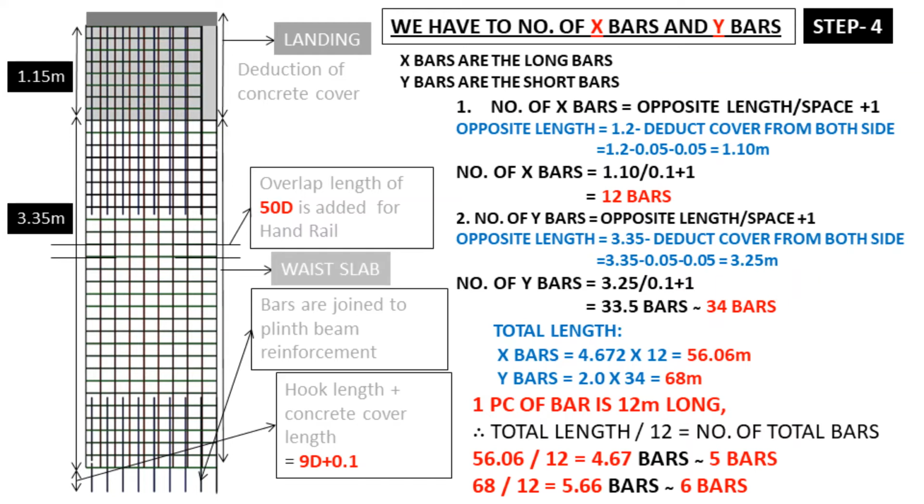After calculating the total length, we need to find the total number of bars. So in the market, one piece of bar is 12 meter long. So we have to divide the total length by 12 to get the total number of bars. So we have already divided. Here are the number of bars we need for X bars and Y bars.